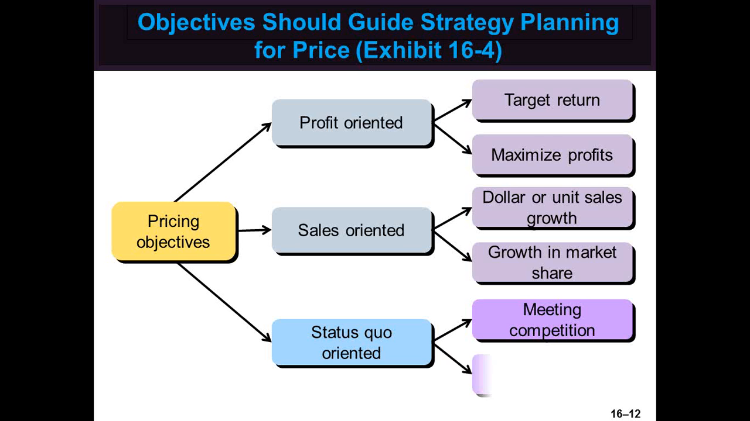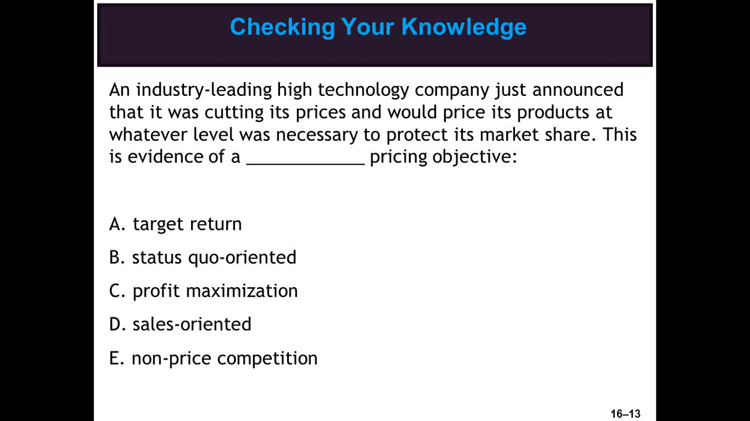So let's check our knowledge. An industry-leading high-technology company just announced that it was cutting its prices and would price its products at whatever price level was necessary to protect its market share. This is evidence of a sales-oriented pricing objective. A sales-oriented price objective seeks some level of unit sales, dollar sales, or share of market without referring to profit. So this example shows evidence of a sales-oriented pricing objective.